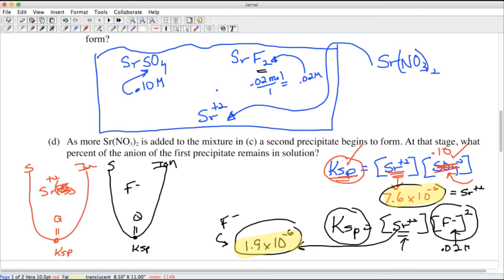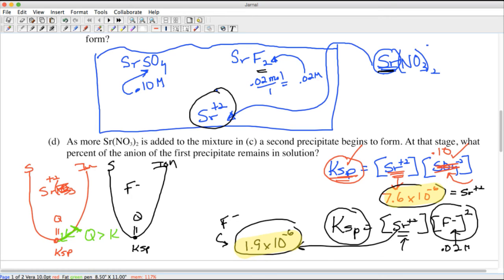Now, what does this mean? Well, I kept adding strontium ions. We want to know who's going to precipitate first. Again, in order to answer D, I have to answer C1 and C2. So when we're pouring extra strontium ions in, we want to know when eventually, if I add too much, my Q is greater than K and it'll start to precipitate.